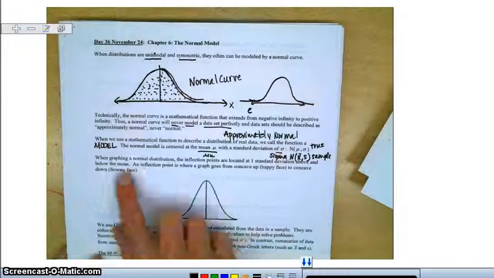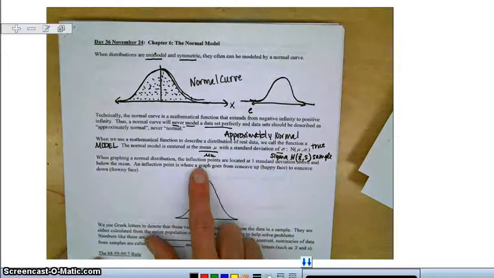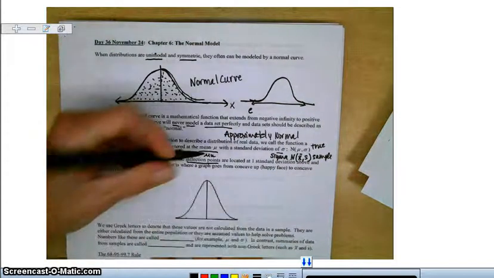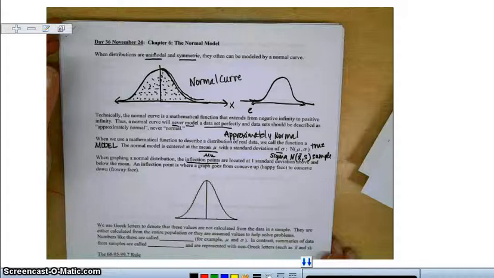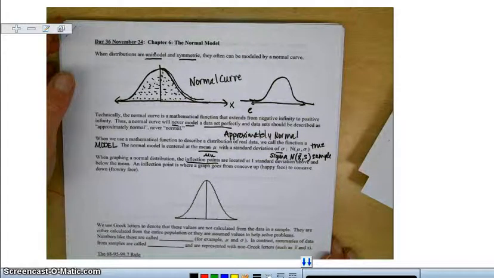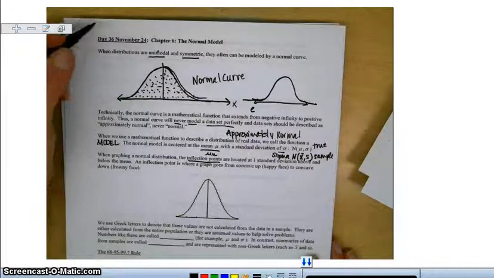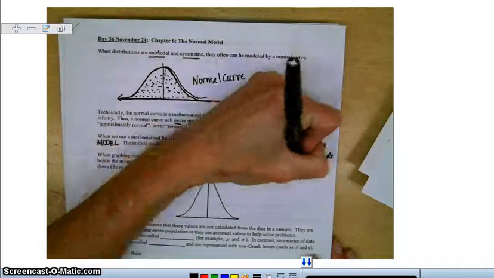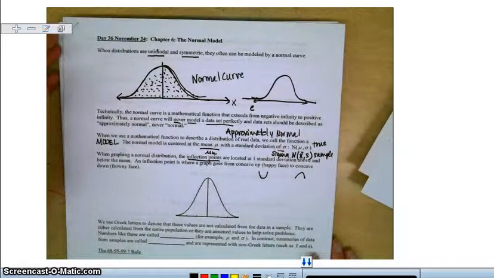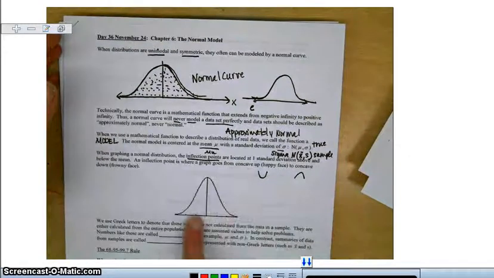All right, when graphing a normal distribution, the inflection points, well, if you don't know what inflection points are, they're points where a graph changes from concave up to concave down. They're located at one standard deviation above and below the mean. An inflection point is where a graph goes from concave up, happy face, to concave down, frowny face. So this is what a normal distribution looks like.